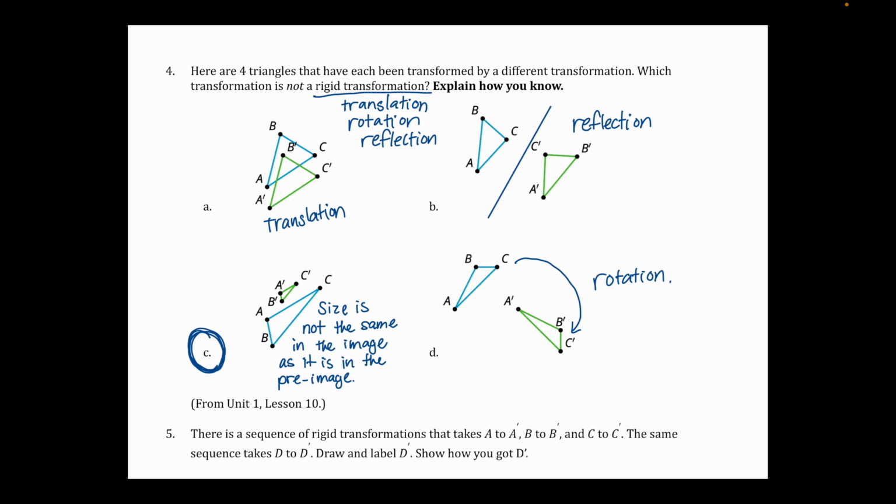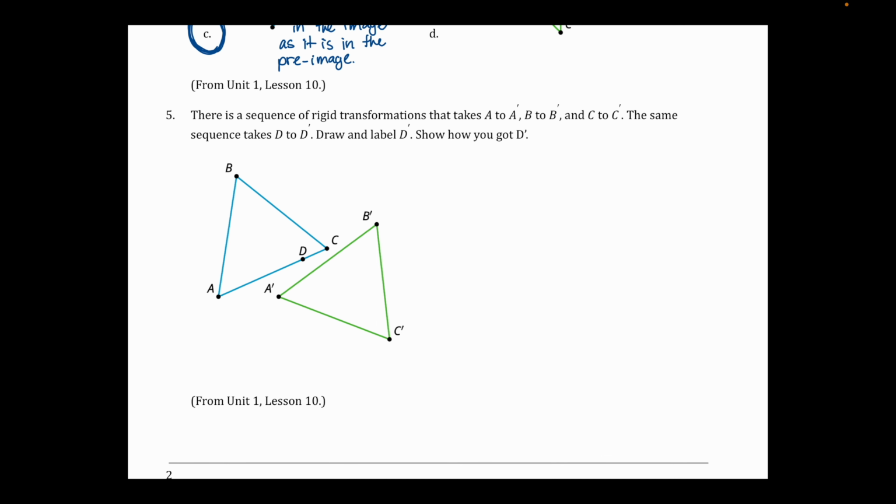So yeah, explain how you know. The size is not the same, and I then labeled my other ones because I do know that those ones are based on the types that we have. So next question we have here is number 5. So this is telling us that there is a sequence of rigid transformations that takes A to A prime, B to B prime, and C to C prime. Then the same sequence takes D to D prime. We want to draw and label D prime and show how we got D prime.